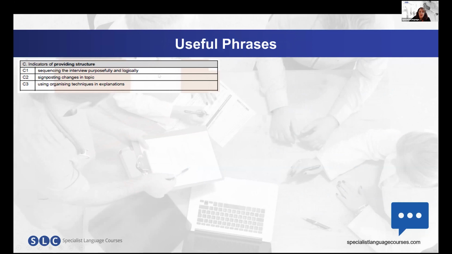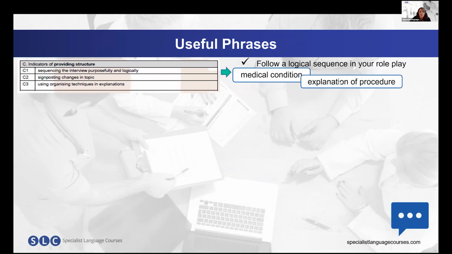So in order to provide structure, you need to sequence the interview purposefully and logically. So think about the sequence of information you're giving. So you might give information about a medical condition or ask questions, then move on to an explanation of a procedure, followed by some advice on medication. So think about the overall flow of the conversation.